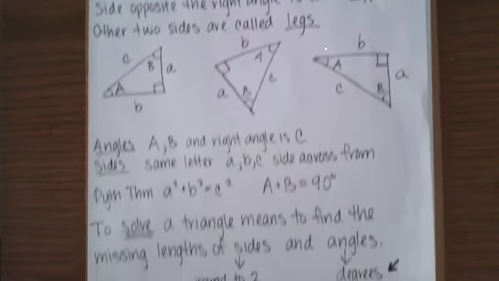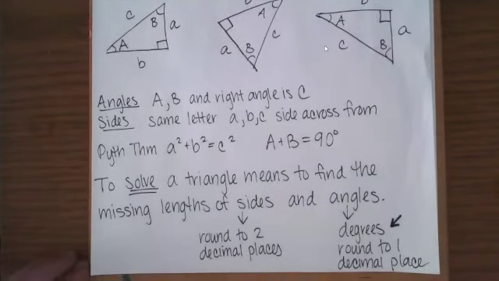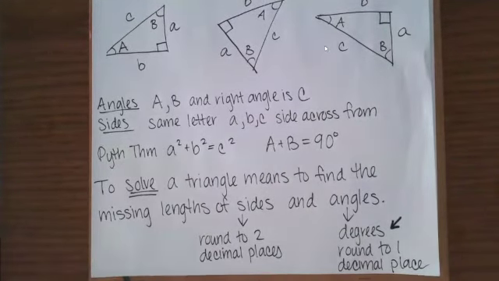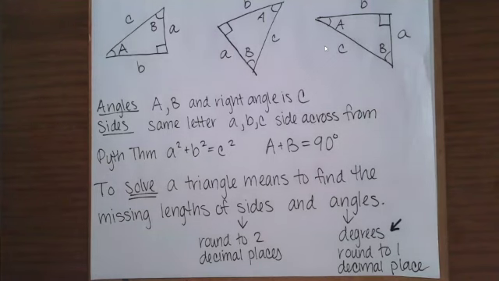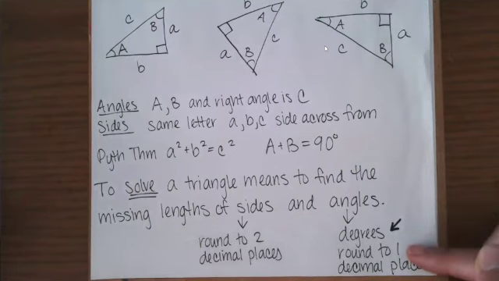So when we're asked to solve a triangle, what we're going to do is find the missing lengths of sides and angles. Now your textbook and your homework will tell you how many decimal places to round to. Sides, typically they have you round to 2 decimal places, and angles, they typically have you round to 1 decimal place.